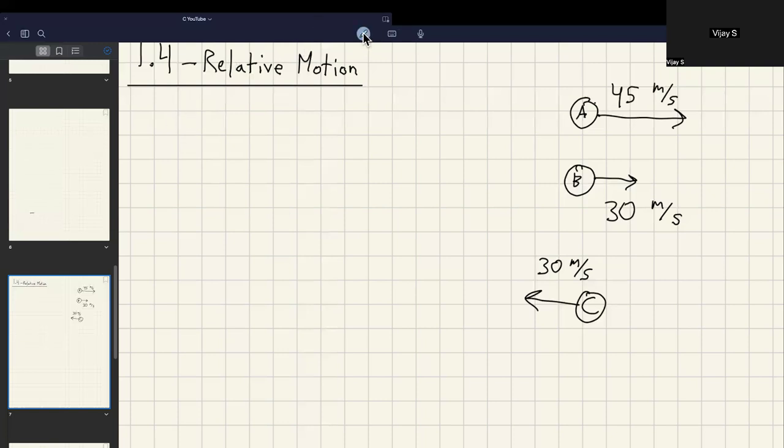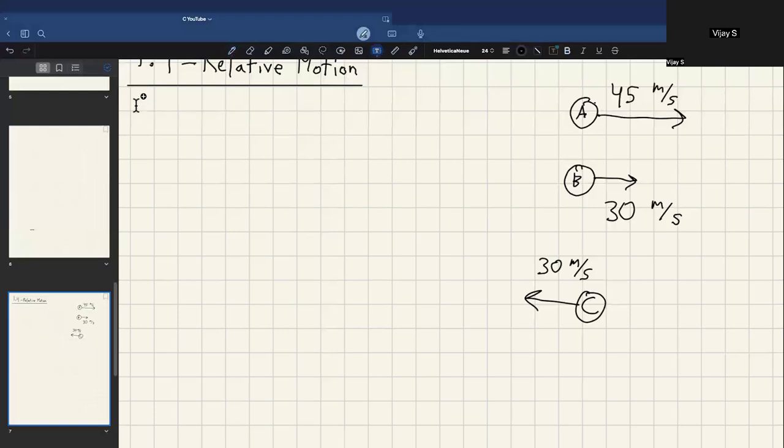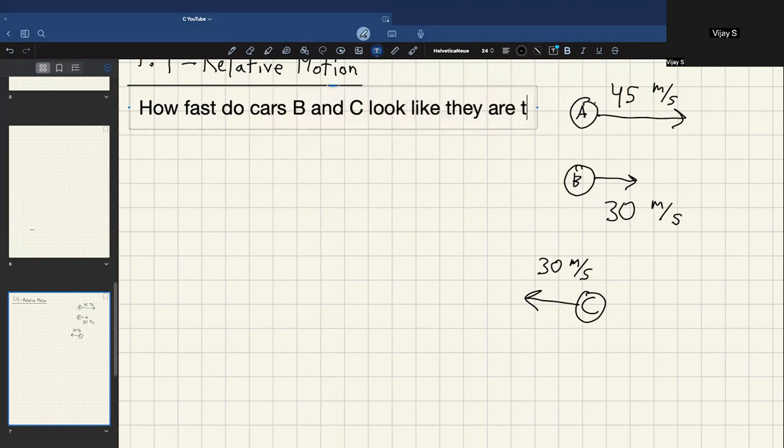The first question, and I'm just going to type this out so I can show you via some examples, is: how fast do cars B and C look like they are traveling to car A? So that's going to be our first question. How fast does car A see them both traveling?